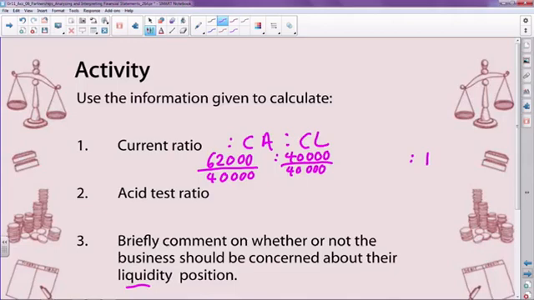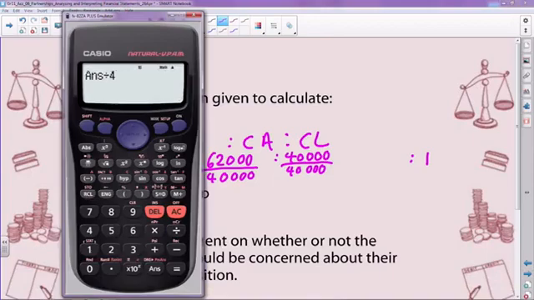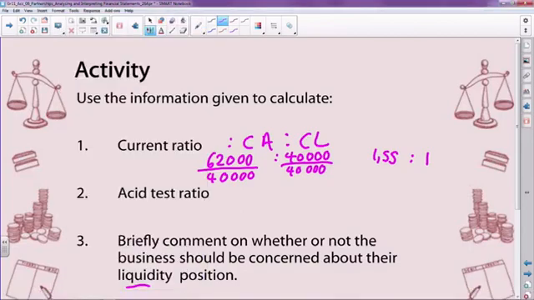So I've got 1. And then the next part of my calculation, so I've got 62,000, and if I divide that by 40,000, I am getting 1,55 is to 1, or if you had to round off to the first decimal, 1,6 is to 1. Okay, so I've calculated my current ratio. Let's now look at the asset test ratio.